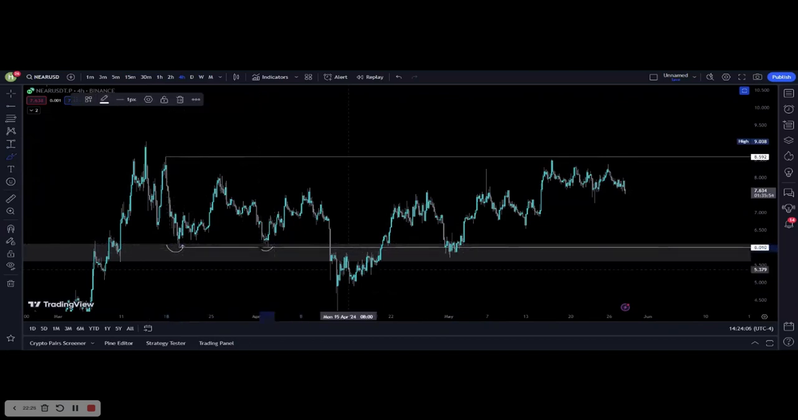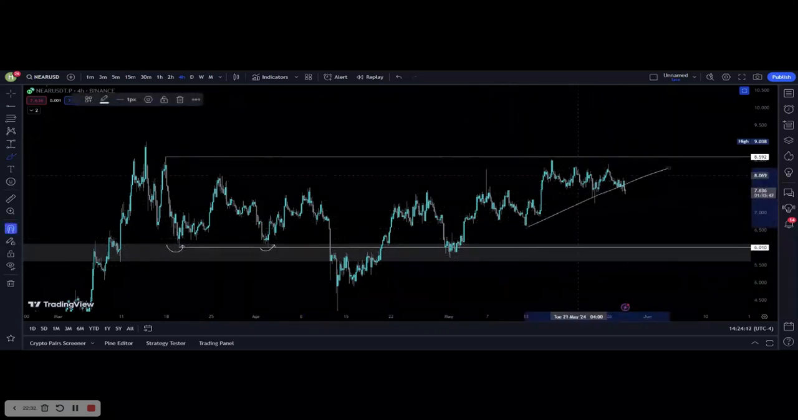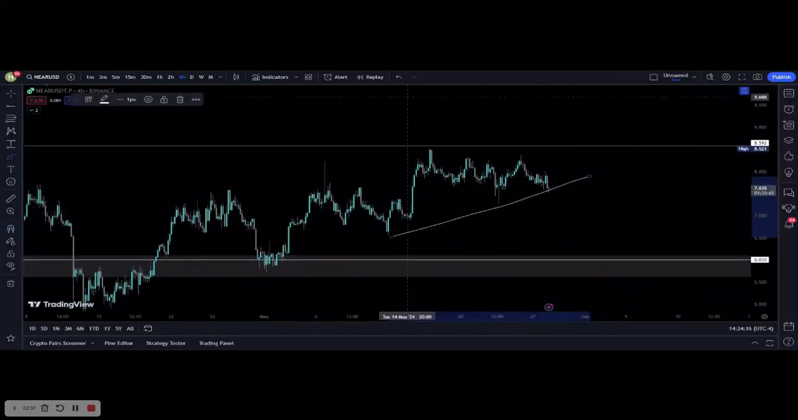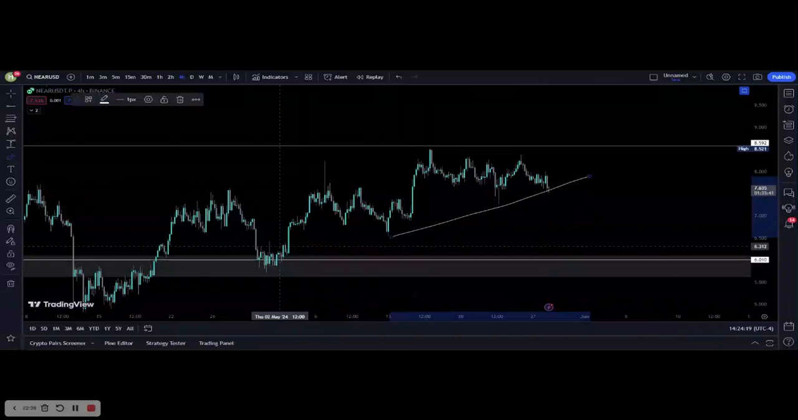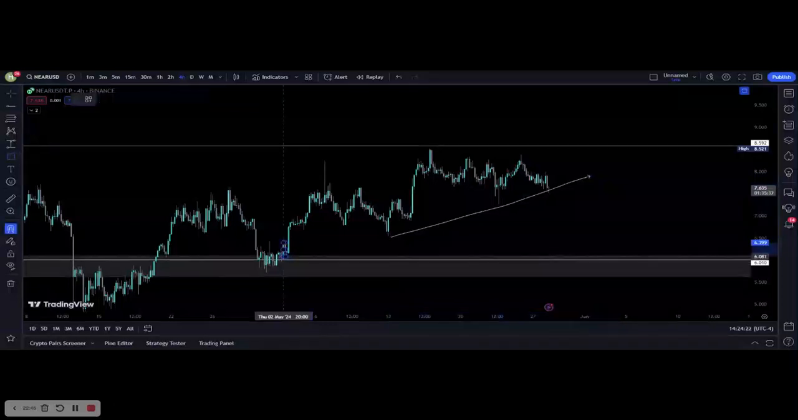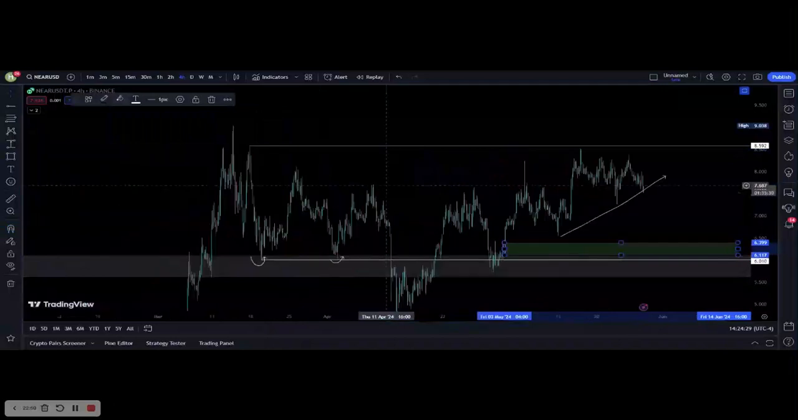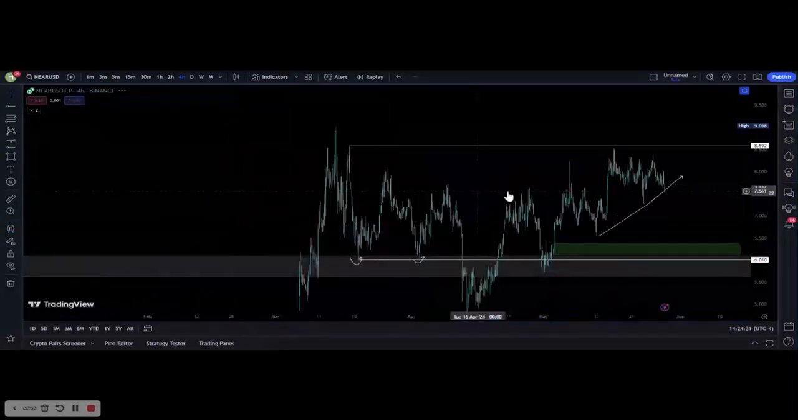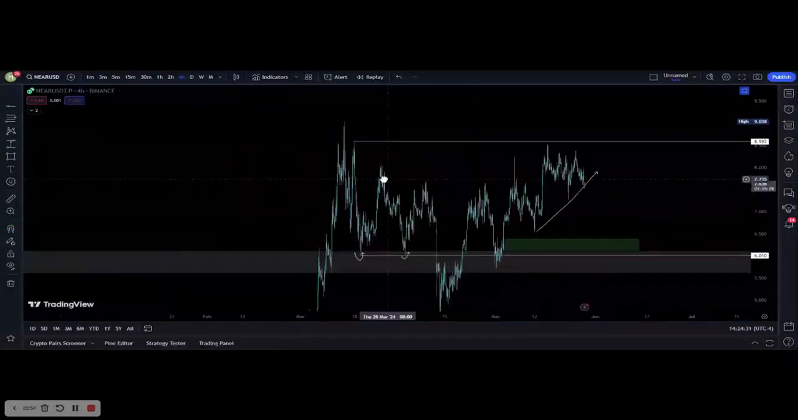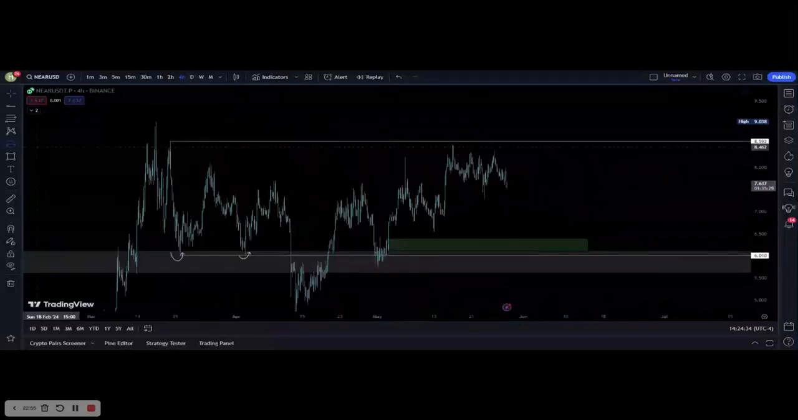Test of range low, deviation, reclaim. This was the retest, and then we had this form. So we have formed this support level, right? This liquidity level, and we do have a demand aligned with the range lows at the R4. That is 6.399 to be exact. So yeah, this is going to be my entry for the long position or spot play as well.